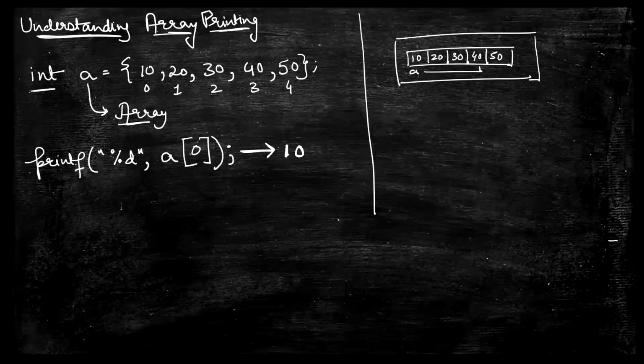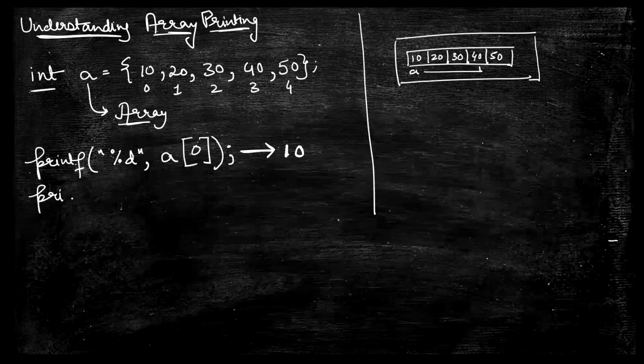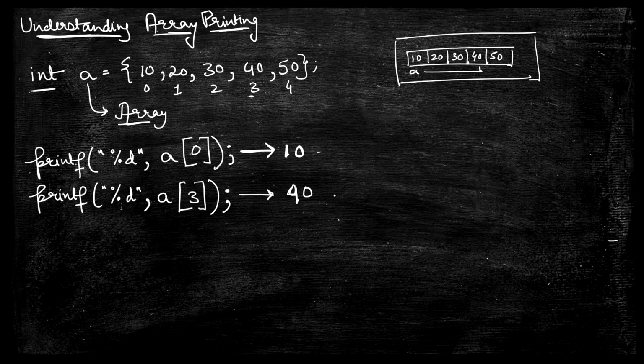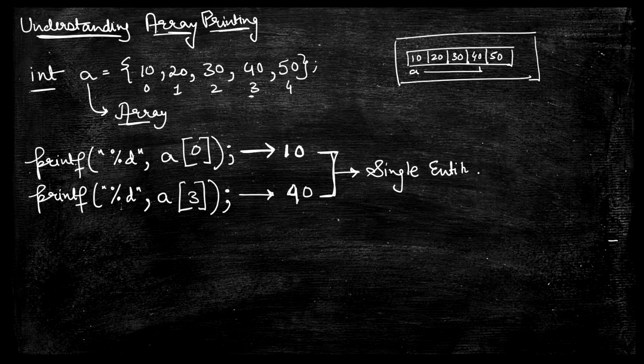Now suppose I want to print 40. What will I write? printf %d, comma, a. What is the index of 40? It is 3. We will write 3. Then square bracket close. So what will this print? This will print 40 on the output screen. Clear? So this process is useful for printing a single entity.